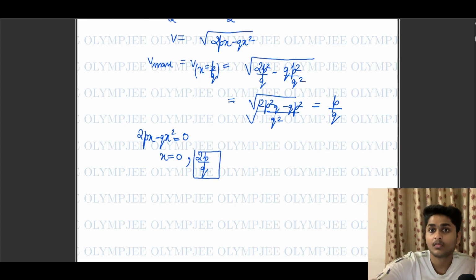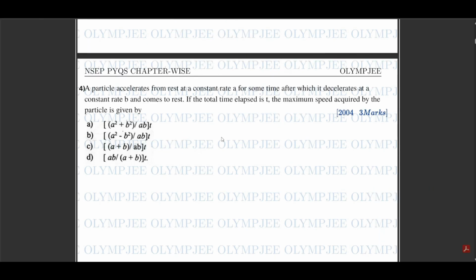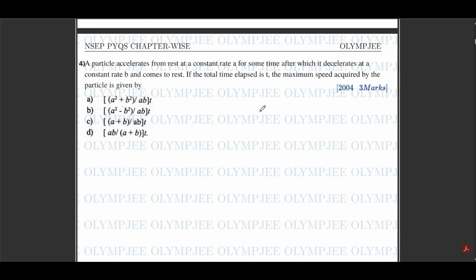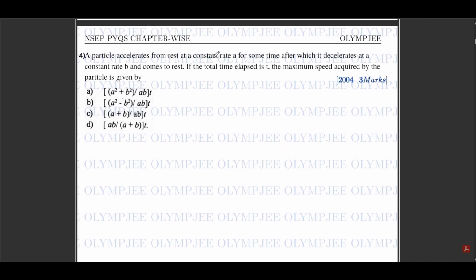So moving on to question 4. It says that a particle accelerates from rest at a constant rate a for some time, after which it decelerates at a constant rate b and comes to rest. If the total time elapsed is t, the maximum speed acquired by the particle is given by. So the particle originally has constant acceleration a, which is positive, and then it decelerates.